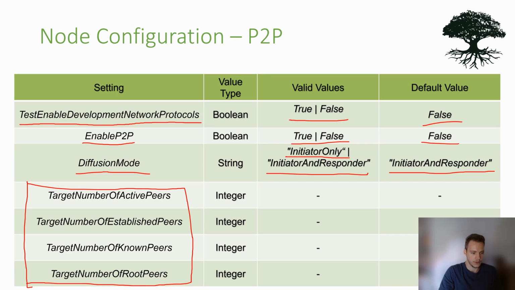And the last four are integer values relating to the targeted number of peers of different peer groups. So we have the target number of active peers, of established peers, and of known peers, and also of root peers. So active, established, and known peers we already went through earlier in the presentation, and root peers we're just going to get into on the next slide, which relates to the node topology file.